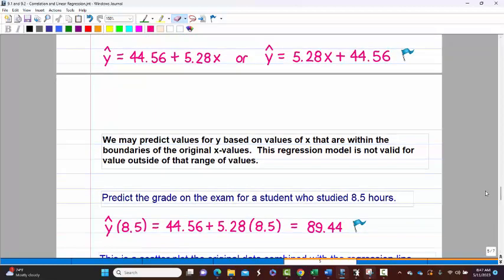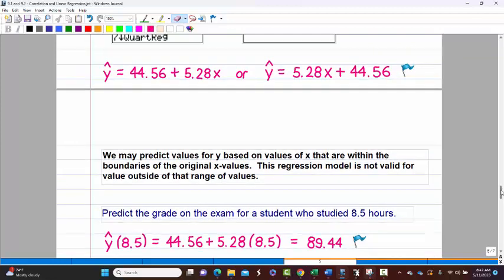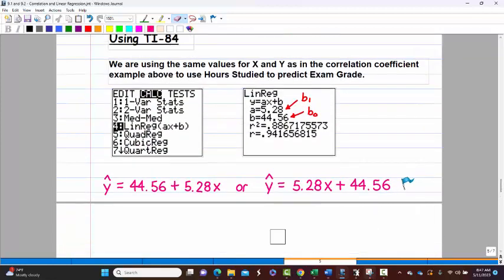So you gotta stay within your values, because you can say, hey, what if I study 100 hours for this test? Well, you put 100 in there, it gives you 528. Yeah, if I study 100 hours, I'll make a 572 on this exam.